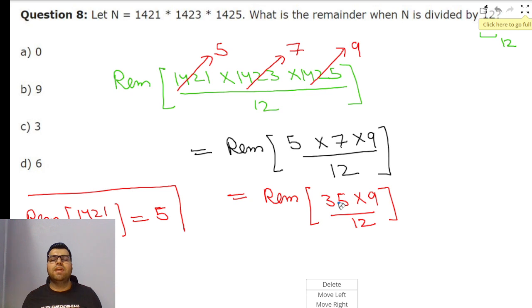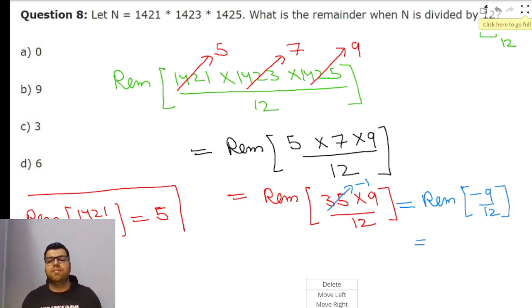35. So 35, we know 12 into 3 is 36. So either I say remainder of 35 with 12 is 24 plus 11, that is 11, or I can also say that it is minus 1. Since 12 into 3 is 36, I can say remainder of 35 with 12 is equal to minus 1. I am assuming that you have understood negative remainders by now. So this is REM, minus 1 into 9, minus 9 with 12.